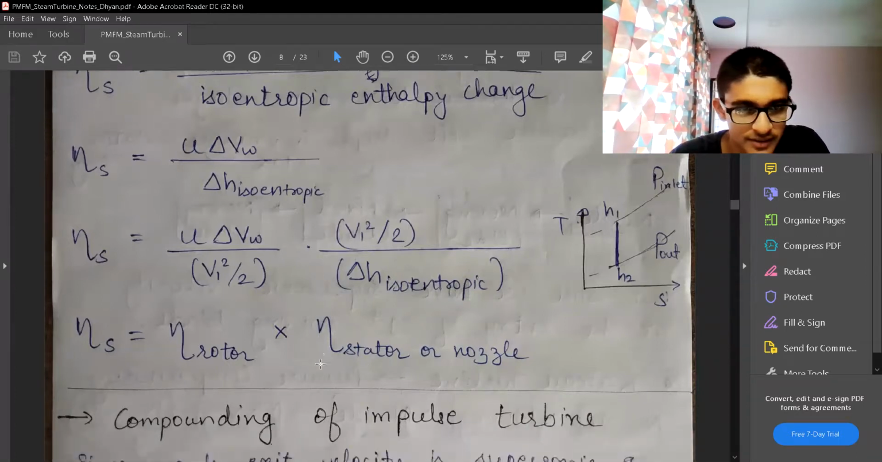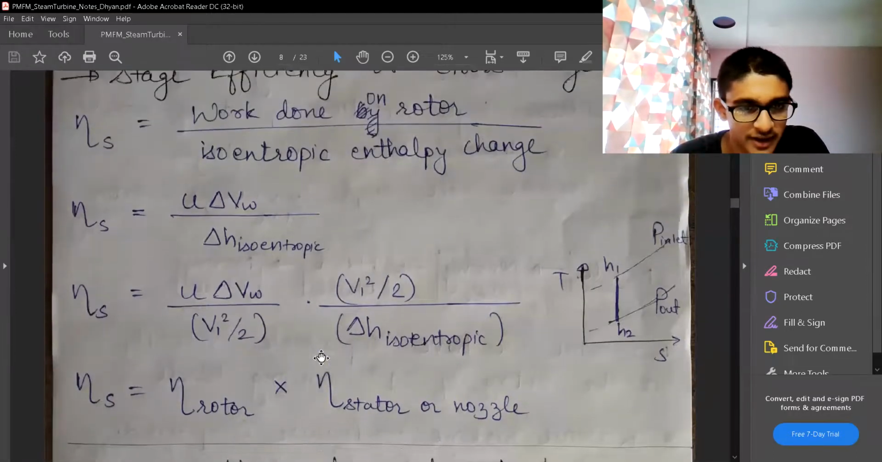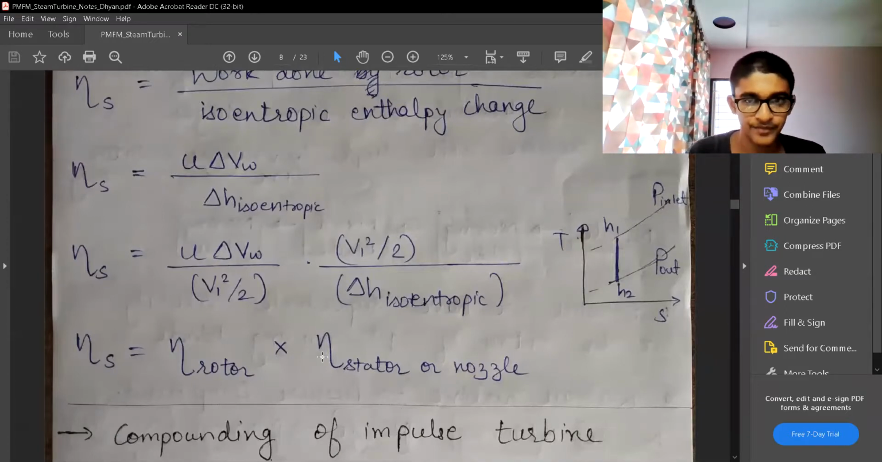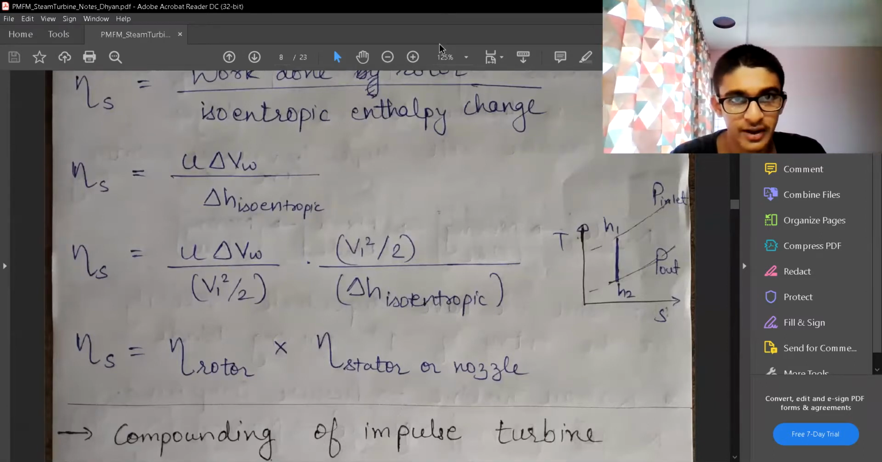So that's all. In the next video, we'll start with compounding of impulse turbine. So we can have multiple impulse turbine stages, and we can increase the efficiency or have better output.